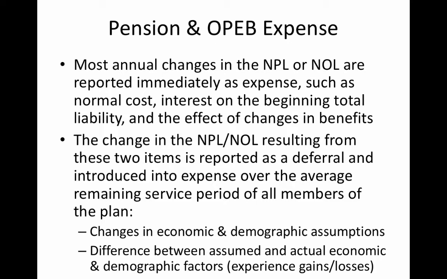Now, the basis for pension and OPEB expense is the annual change in the net pension liability or net OPEB liability. And most of the components of the change in that liability are reported immediately as pension expense or OPEB expense in the year that they occur. Normal cost, for instance, which is the value of the benefits that are newly earned in that year, is reported in pension and OPEB expense immediately. So is interest on the total liability, and the effect of changes in benefits. So if there's an improvement in benefit terms that increases the size of the liability, that entire increase is recognized immediately as pension or OPEB expense.